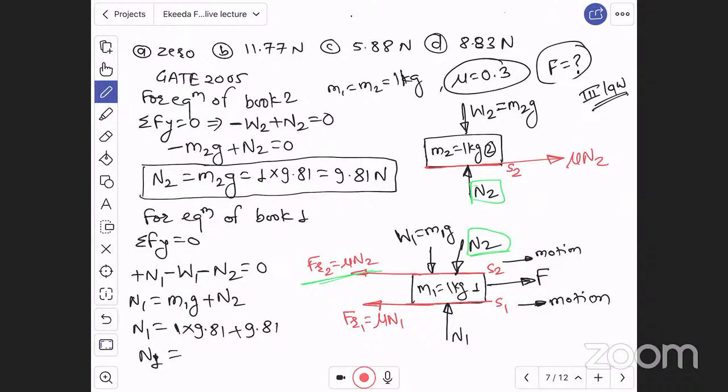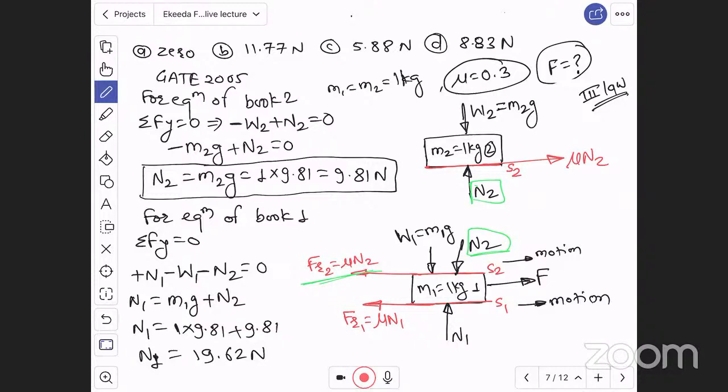Right. It will be 19.62 Newton. Now I have calculated N1 here. But the target is to find the minimum force EF.